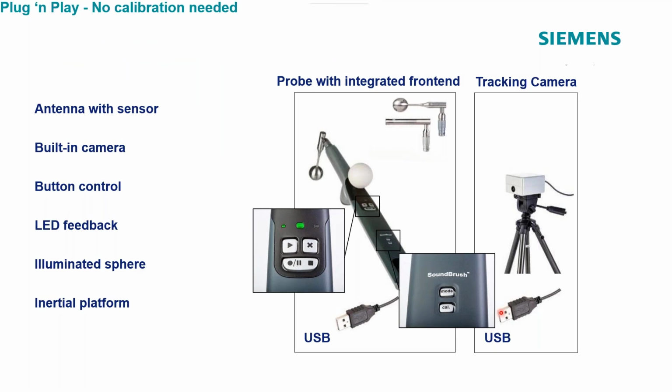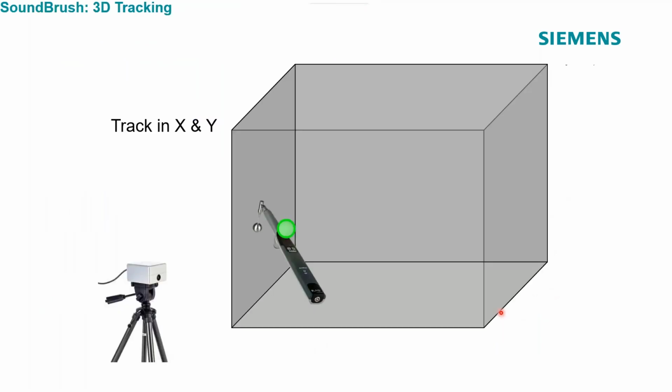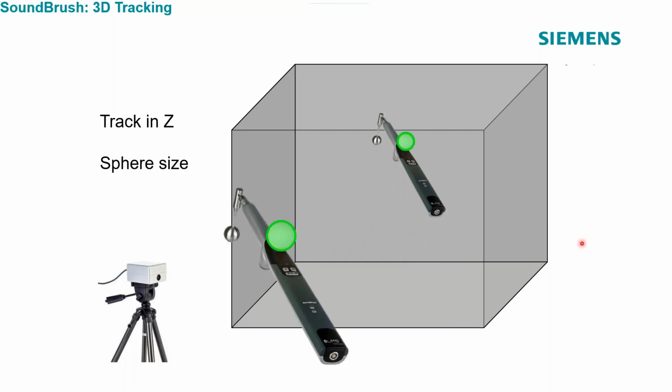This is what's included. So again, the light up ball, it tracks in the X and Y based on the position of the ball, and then based on the size of the sphere, it can tell you where it is in 3D space. So it always knows where it is. And then internal to it, there are electronic gyros to let me know the position that the wand is being held. And that's important on the next slide.